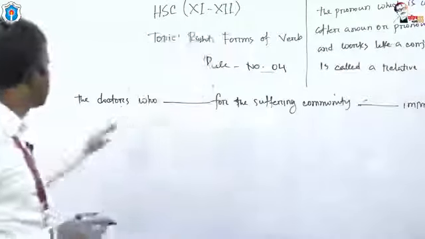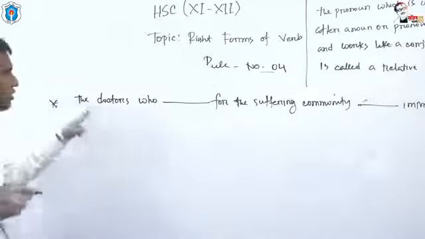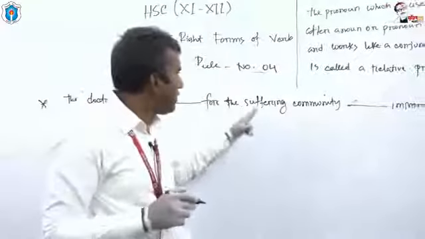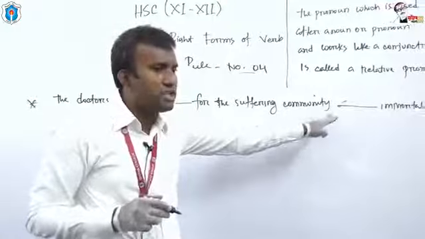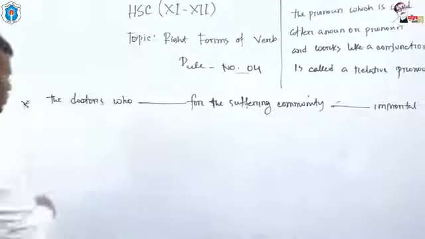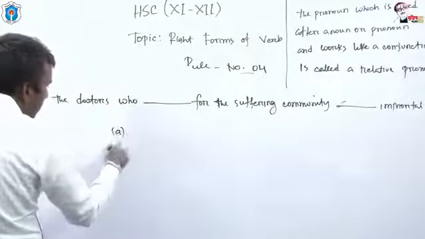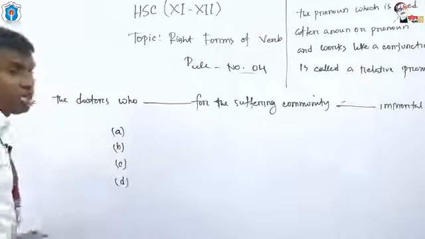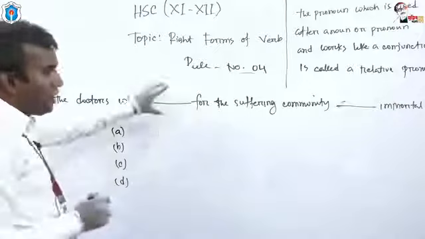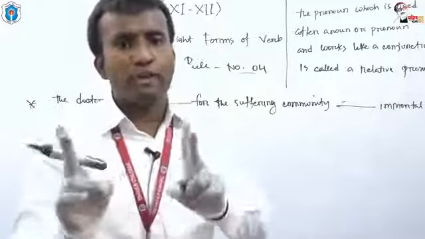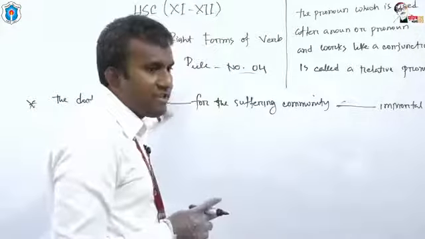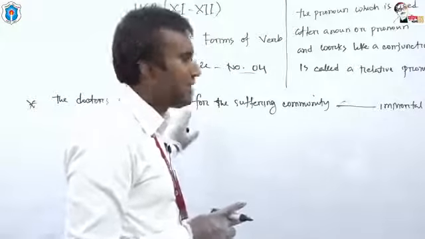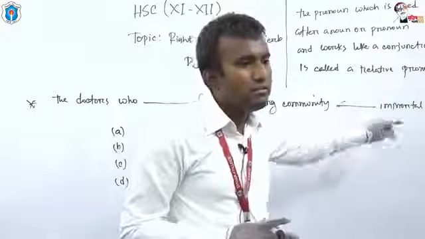The doctors ___ for the suffering community ___ immortal. I'm going to give you the example. I'm going to give you the options right now. You have to take two verbs, the first for the subordinate clause and the second for the principal clause.